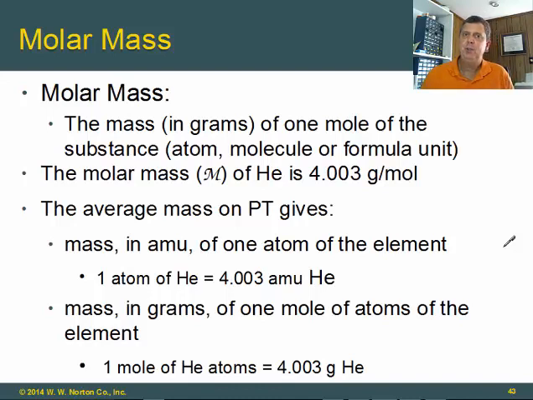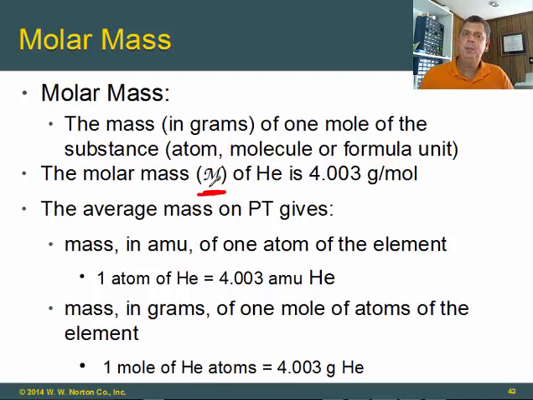But we can't count atoms on the scales in labs, we can measure mass though. So we need a way to convert the mass we measure in lab to numbers that reactions care about. So that's what we need the molar mass for. Molar mass is the mass in grams of 1 mole of whatever substance we're talking about, whether it's an atom, a molecule, or a formula unit. Molar mass for helium, for example, abbreviated as capital script M, is 4.003 grams per mole.